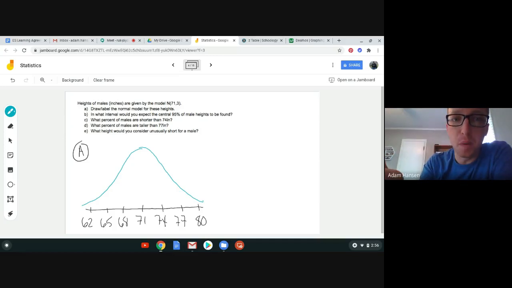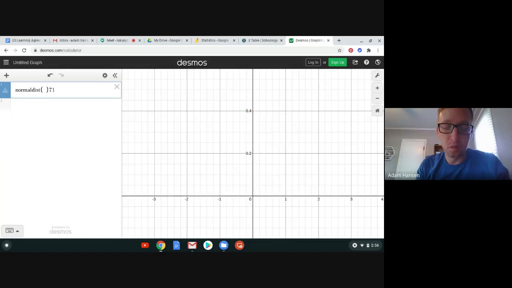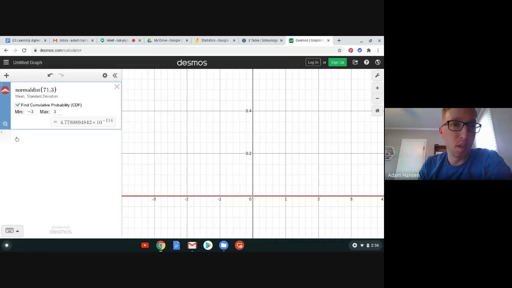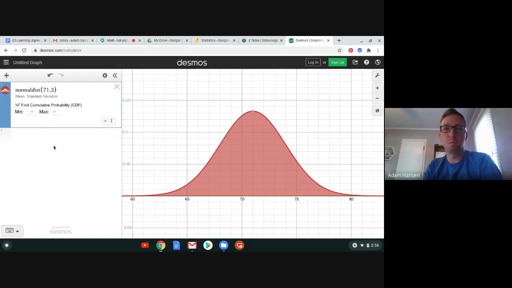We can do the same thing on Desmos, but instead of doing just the default mean of 0 and standard deviation of 1, let's do 71, comma 3. Hit the magnifying glass, and here is our picture we just drew by hand a second ago. Height is at 71. As I move down the curve, adding on 3 inches for each standard deviation to the left and to the right.